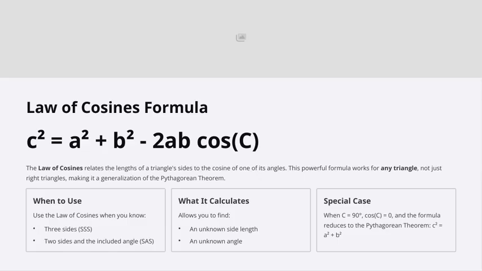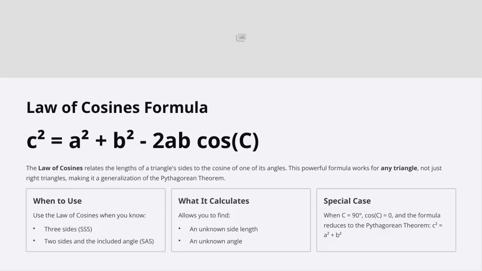c squared equals a squared plus b squared minus 2 times a times b times cosine of C. This formula is really powerful because it relates the lengths of a triangle's sides to the cosine of one of its angles. And what's great about it is that it works for any triangle, not just right triangles, so it's a more general version of the Pythagorean theorem. Now you would use the law of cosines when you know 3 sides, what we call SSS, or 2 sides and the included angle, which is SAS. This formula helps you find unknown sides or angles, so it's really versatile for solving various triangle problems.